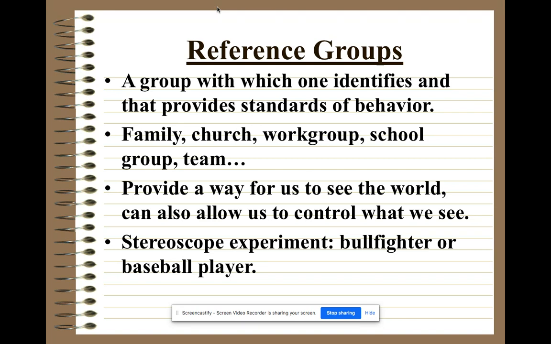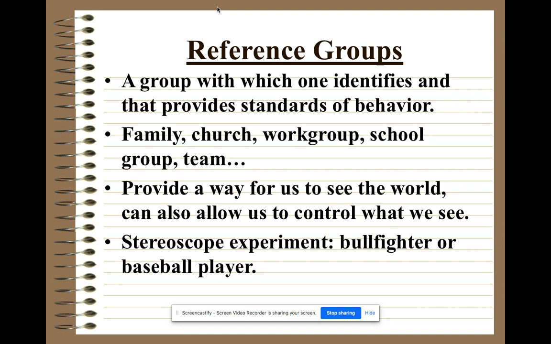In the 1920s, a psychologist set out to see if reference groups impacted the way that kids grew up. They started off with something called a stereoscope. A stereoscope is like a ViewMaster. You guys had ViewMasters when you were little. You looked at them, you clicked, and different 3D pictures popped up. The idea of a stereoscope was you look through a right lens and a left lens, and you're shown two different pictures. The two pictures were of a baseball player and a bullfighter.